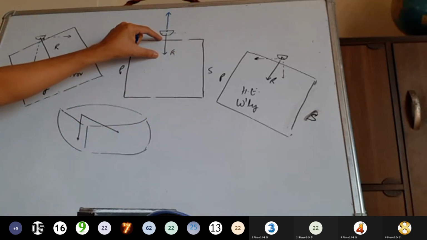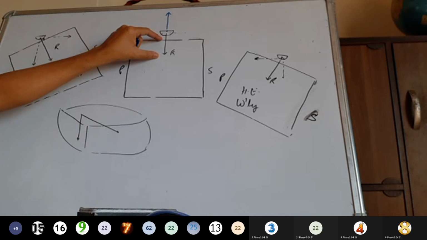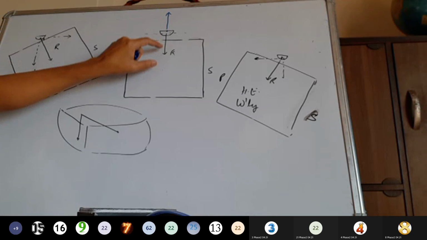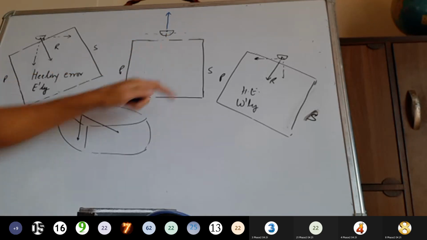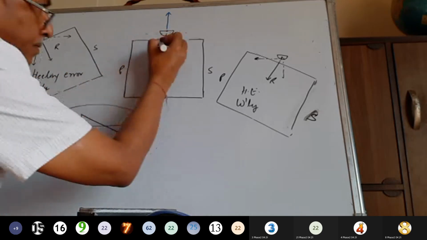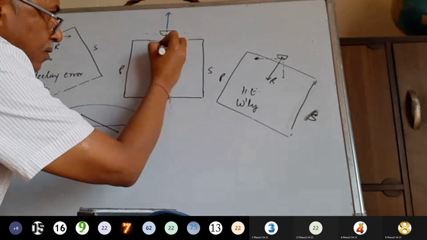So this is the force R which is causing the heeling error. So I should create an equal and opposite force at the compass position. Right? So how do we create it? What we do is that we keep vertical magnets below the compass. We will keep the vertical magnets below the compass.